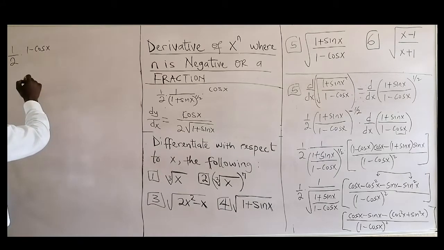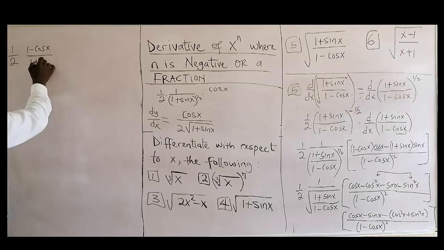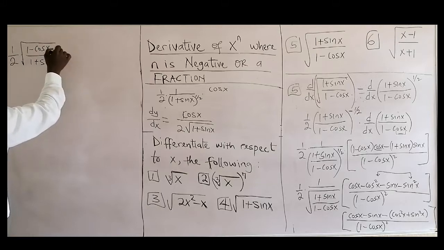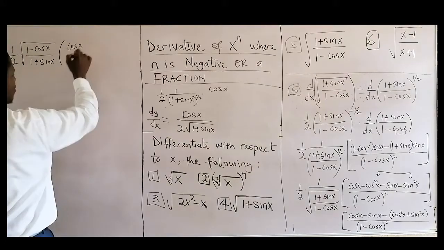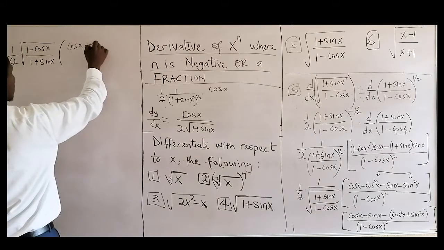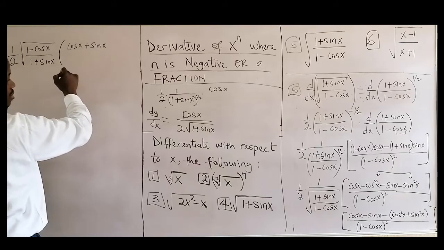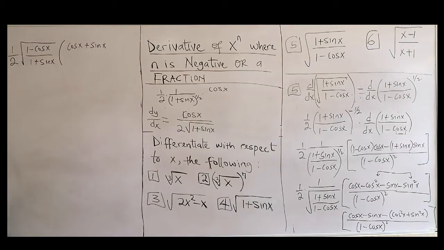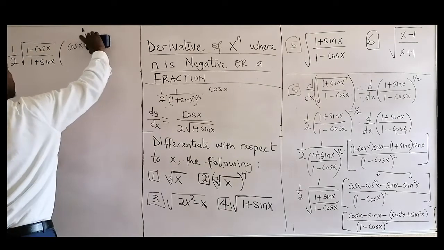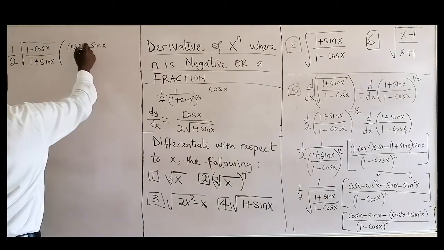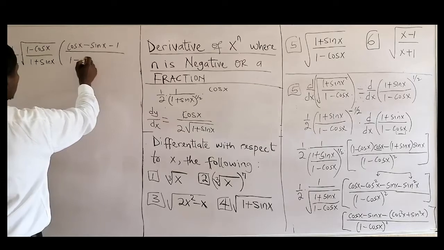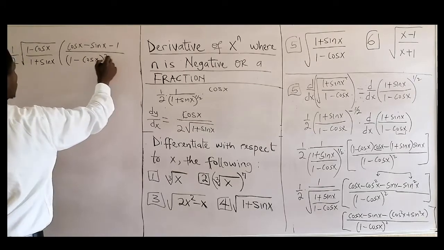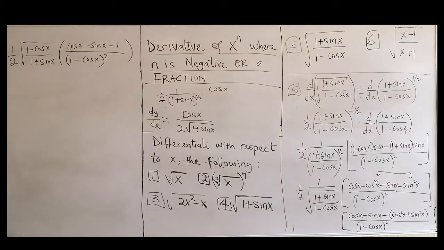1 minus cos x over 1 plus sin x, square root, and then times cos x plus sin x, cos x minus sin x, then minus 1 all over 1 minus cos x all square. Okay, so that's what we got there.